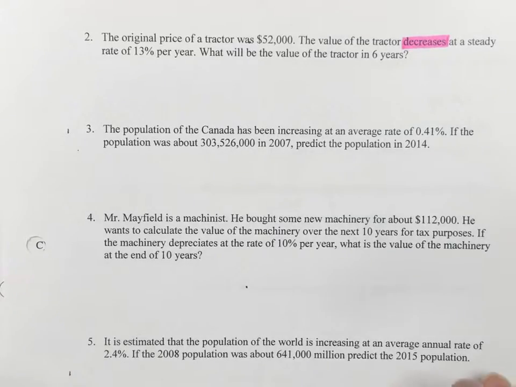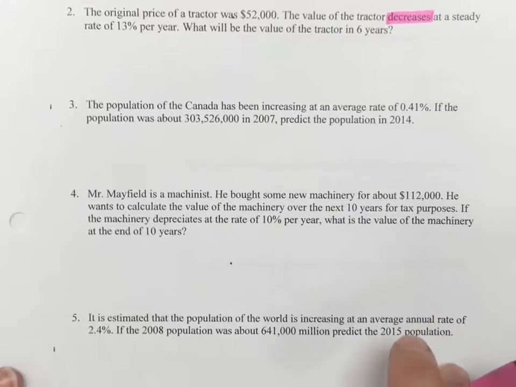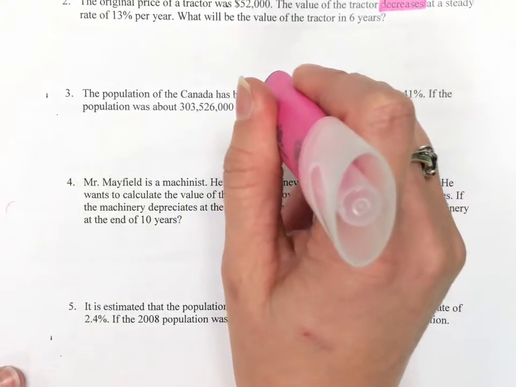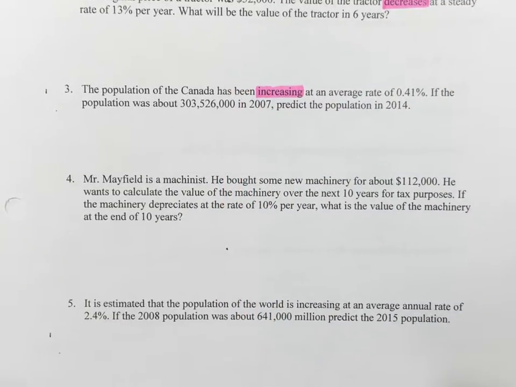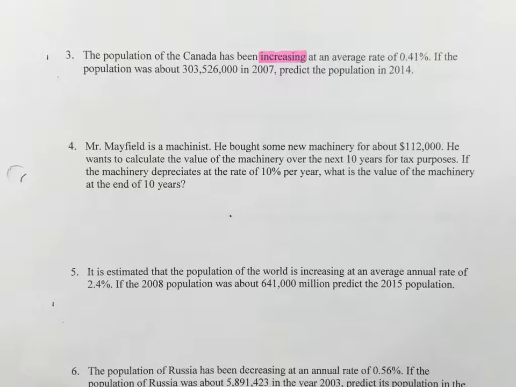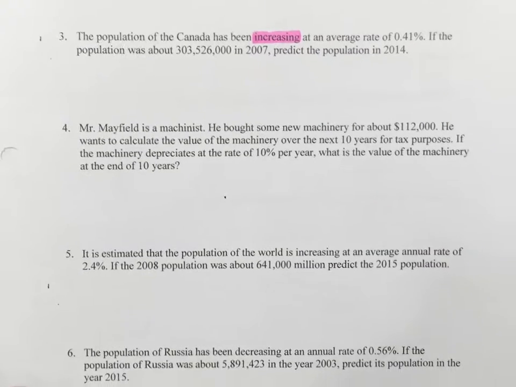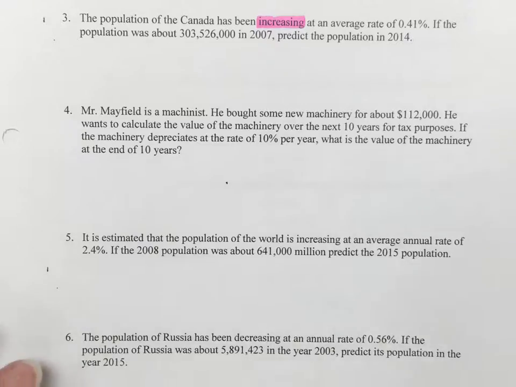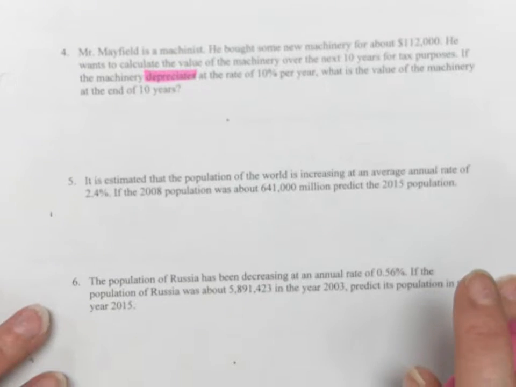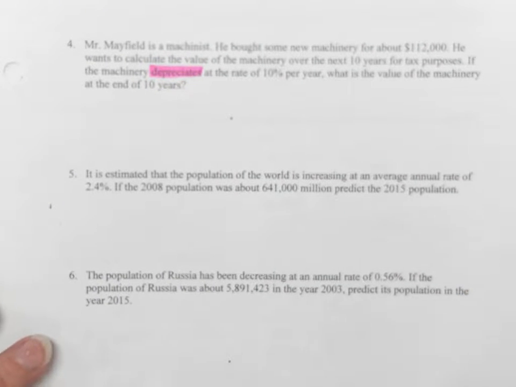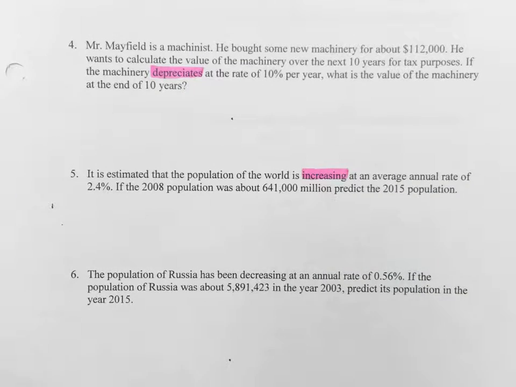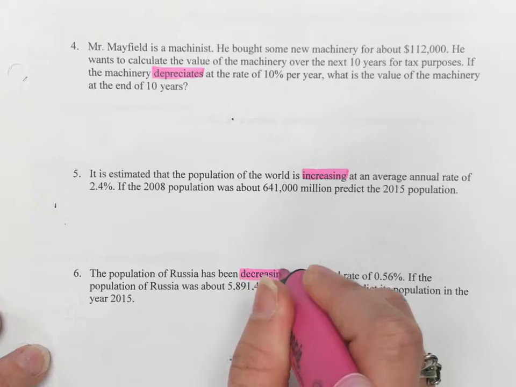All right, what about number 3? What's the key word? Increases. Ethan, are you circling these words, Bobby? Okay. Okay, let's look at number 4. What's the key word in number 4? Depreciates. Remember when we talked about cars, how they depreciate? All right. What about number 5? Increasing. There you go. And number 6? Decreasing. There you go.